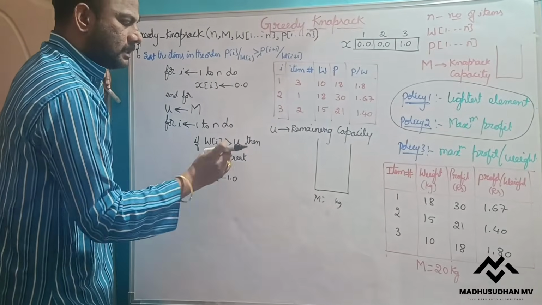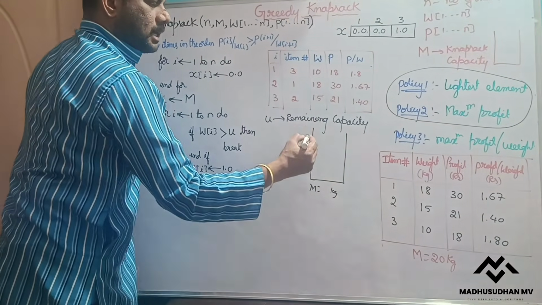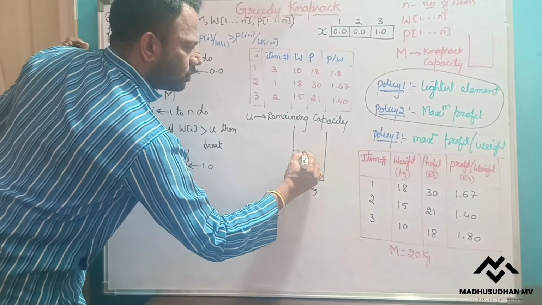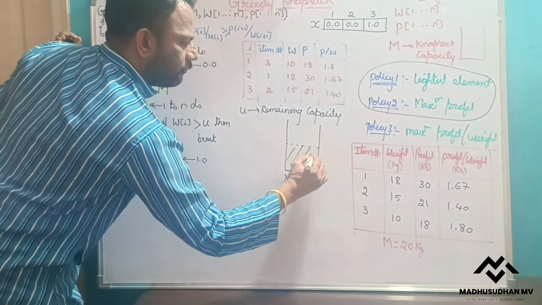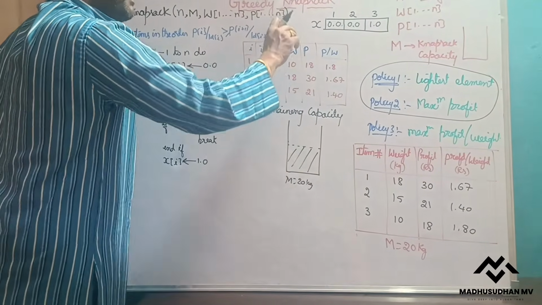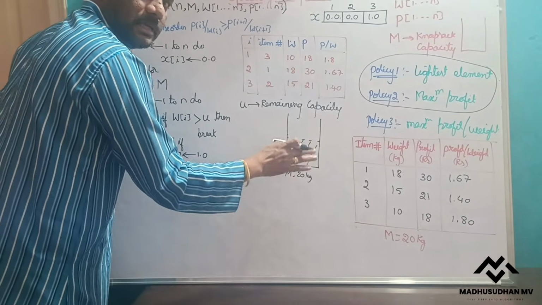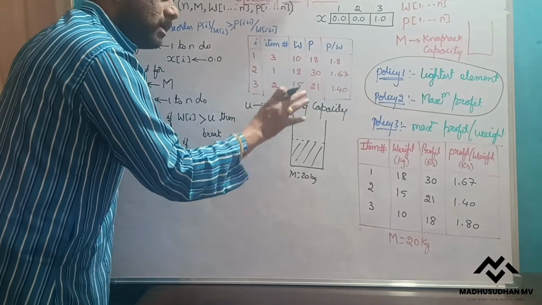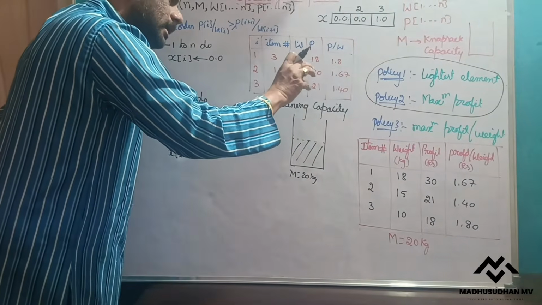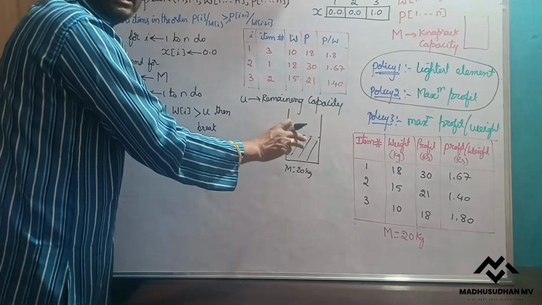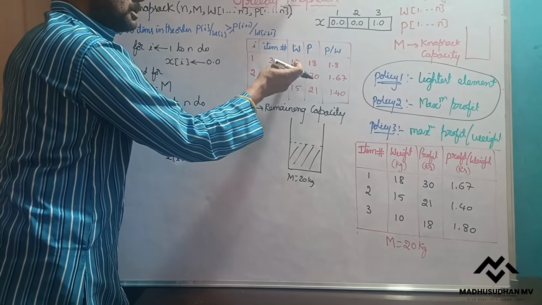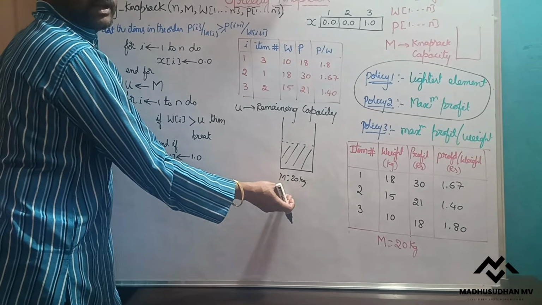Since I am taking this 10 kg item, the knapsack is completely filled with it and this much is remaining. If I take this, does the remaining capacity remain the same? No, it has to get reduced. The reduction equals the weight of the item you select. Suppose the item is 10 kg, or suppose this item is 15 kg, then 20 minus 15.